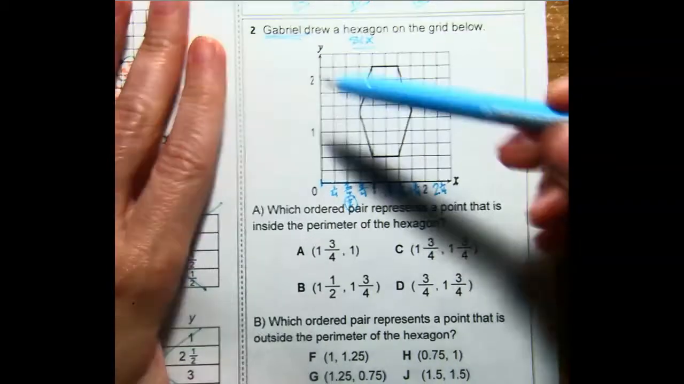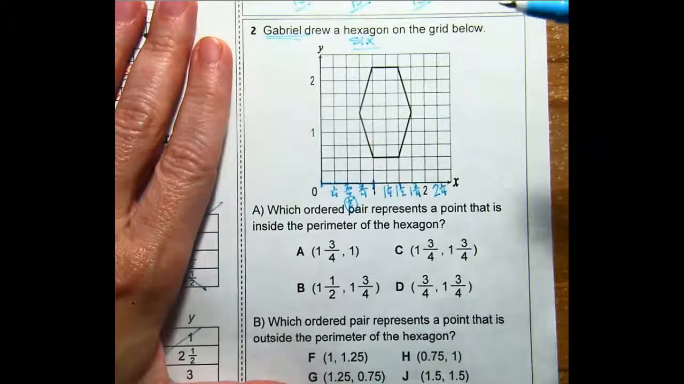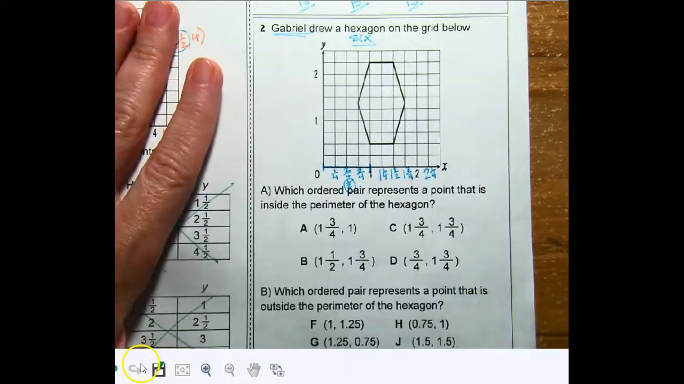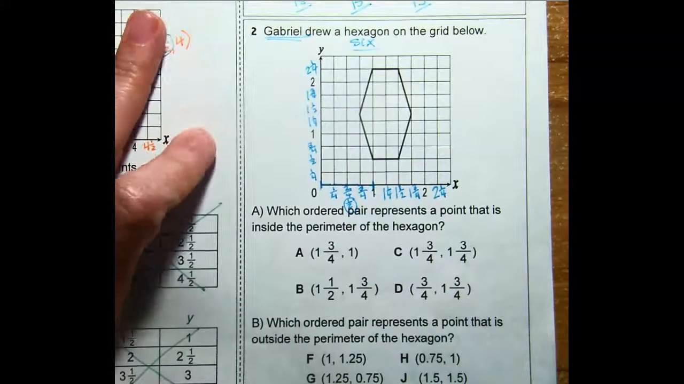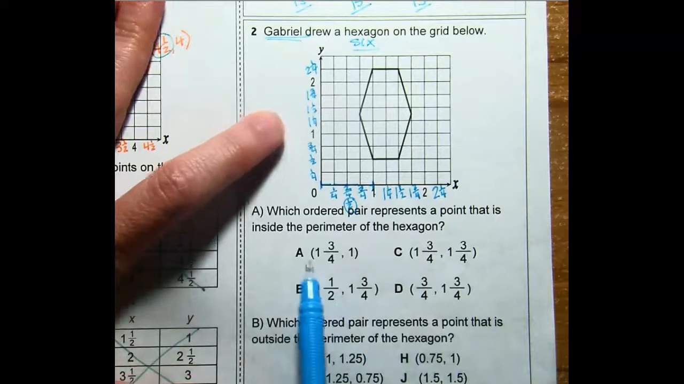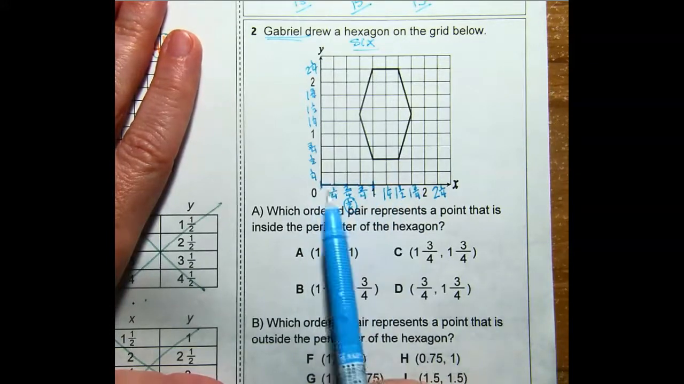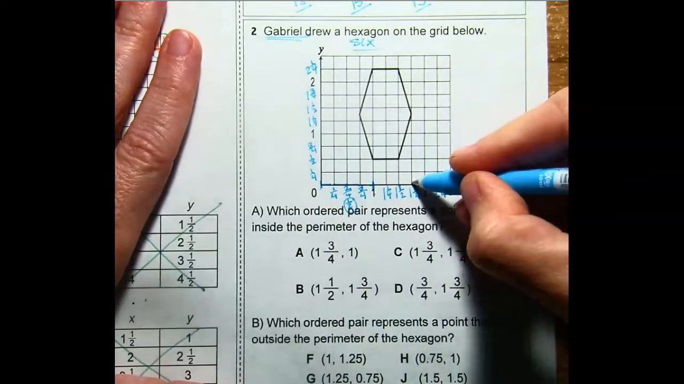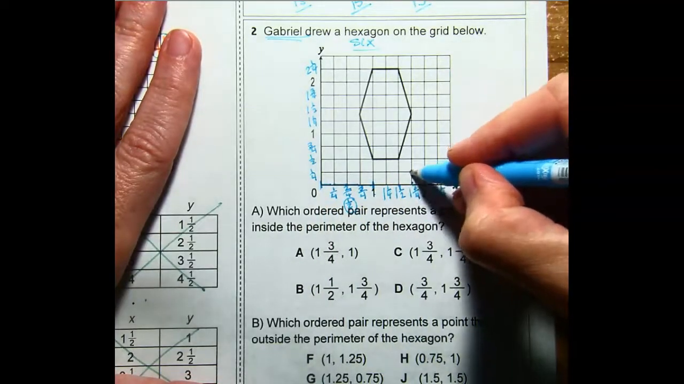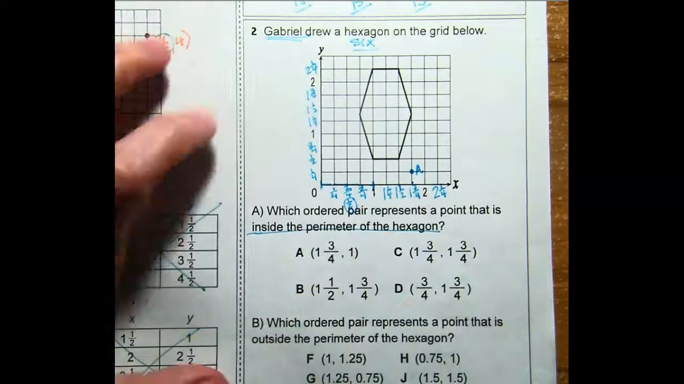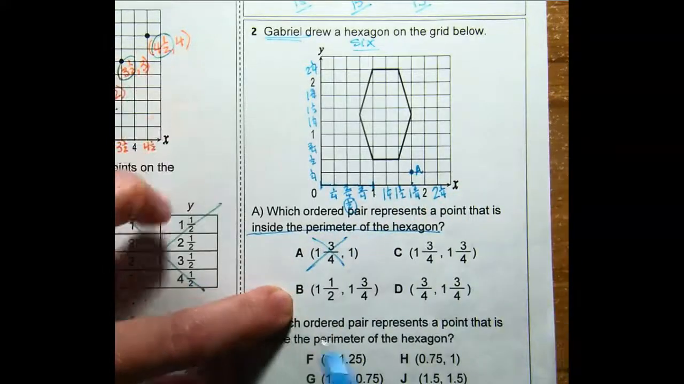All right, so the same thing we could do up the y-axis. Why don't you go ahead and take a second and label your y-axis. Okay, so mine's already labeled now. So let's go ahead and get to it. A is at 1 and 3/4, 1. Now remember, just because it sounds strange, it's not. We're just going to go over 1 and 3/4. Here's 1 and 3/4, and we're going to go up 1. Okay, so that is not it because it is not inside the perimeter. Okay, so not it.